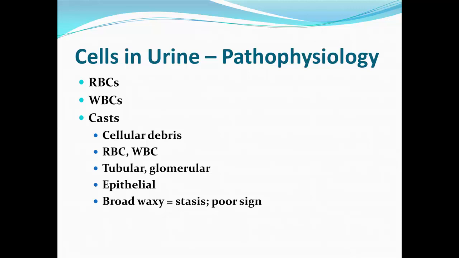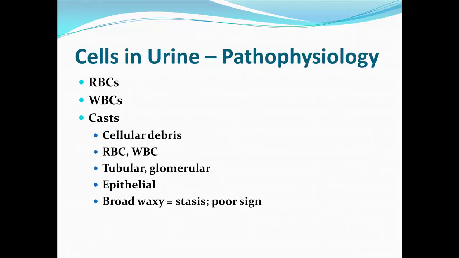Now, broad waxy casts are very important because they're like little bricks that actually conform to the size and the shape of the tubules. And this is a sign of stasis of flow within the tubules. This is generally a very poor sign because it tells you that there isn't much flow through that tubular lumen and is usually a late sign of chronic kidney disease.